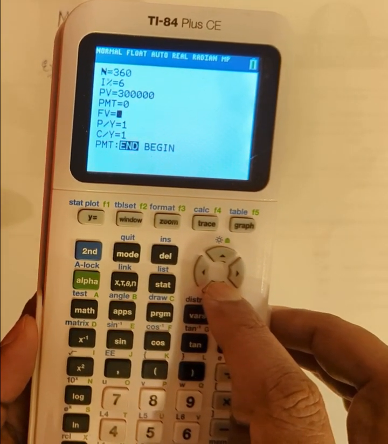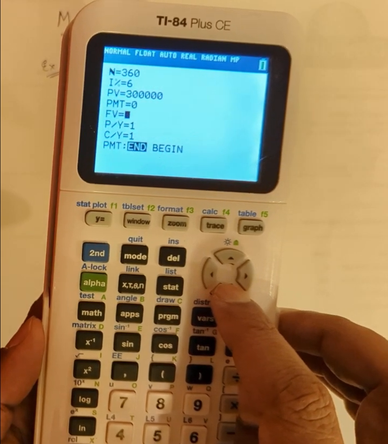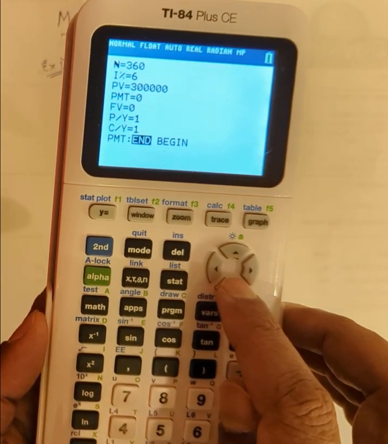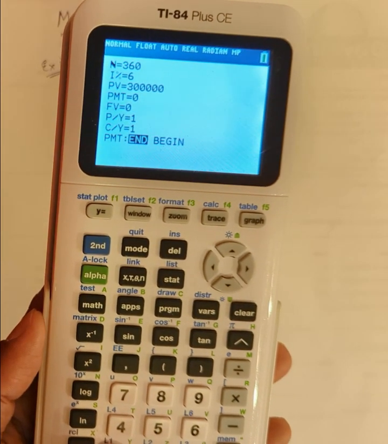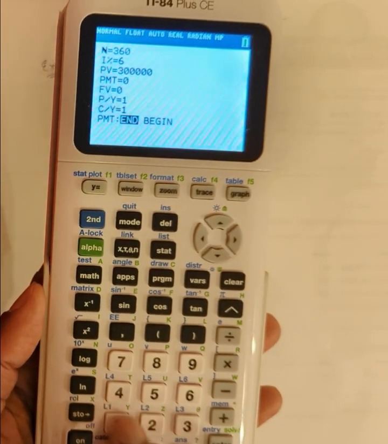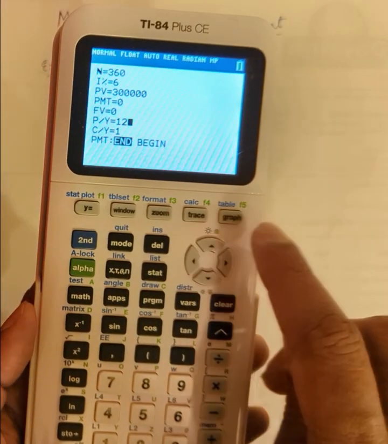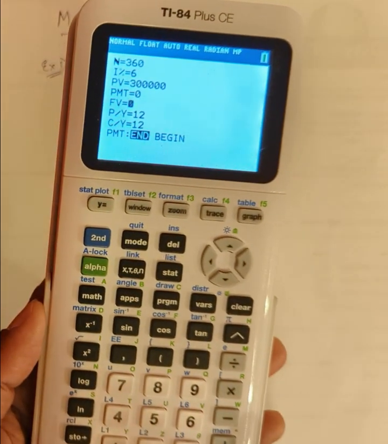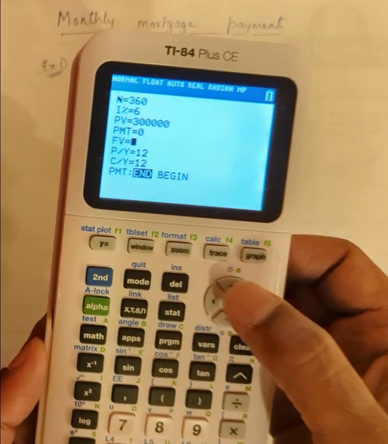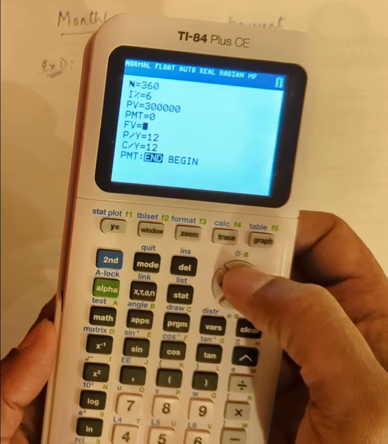P over Y and C over Y, those two options are asking me how many payments per year I'm making, and that happens to be 12. If I input 12 for P over Y and then move the cursor away, C over Y automatically switches to 12. Now all I need to figure out is PMT.